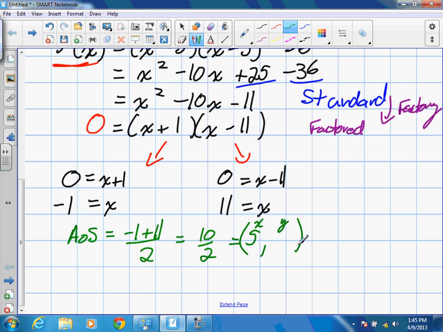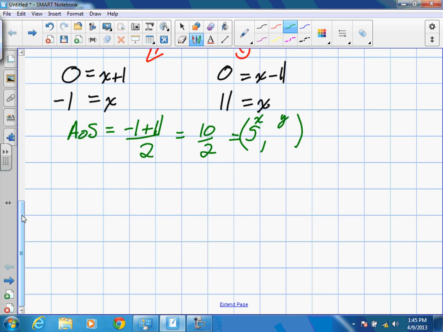We plug the x into the original equation. I can plug it into either the factored or the standard form. Okay, we'll plug it into our factored form here just to keep it simple. So let's plug it in.